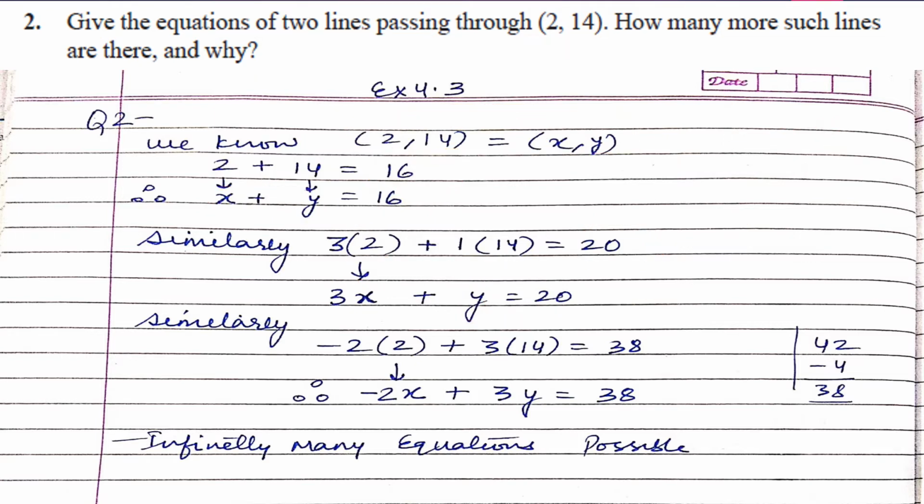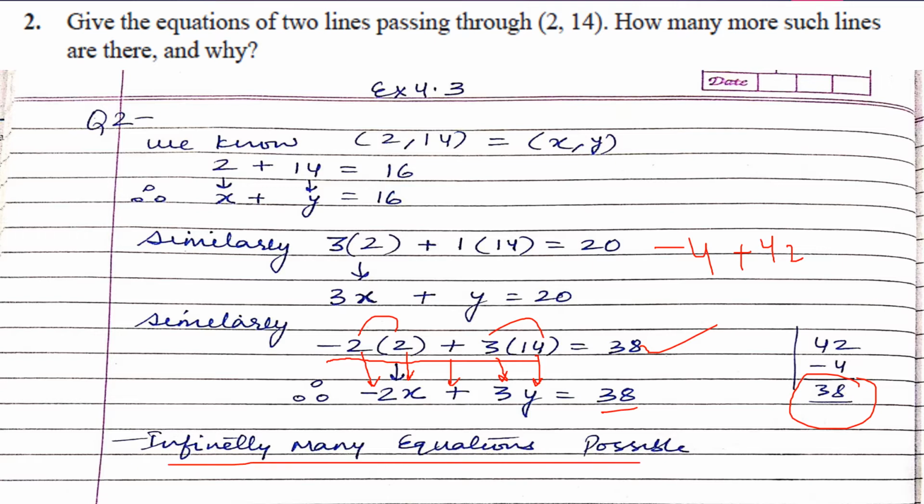Similarly, if you want to play with the numbers this way, minus 2 into 2 plus 3 into 14, let's check. 2 into 2 is 4, minus 4, 3 14s are 42. What will we get? 38. So this is also an equation. Again, let's give this example a structure of equation. Very simple. Minus 2 will remain the same. This 2 will be taken as x, plus will be plus, 3 will be 3, this will be y, equal to 38. So it has infinitely many solutions possible.